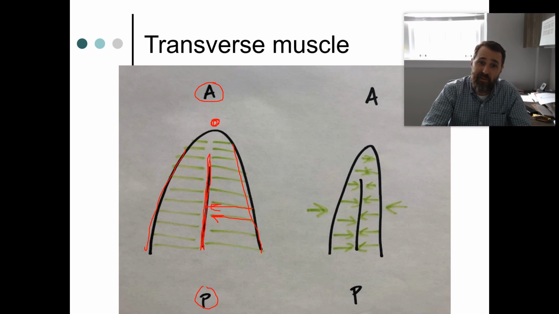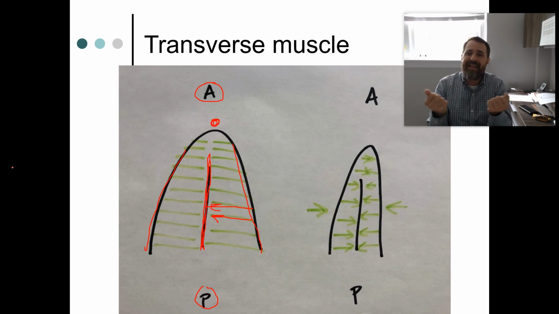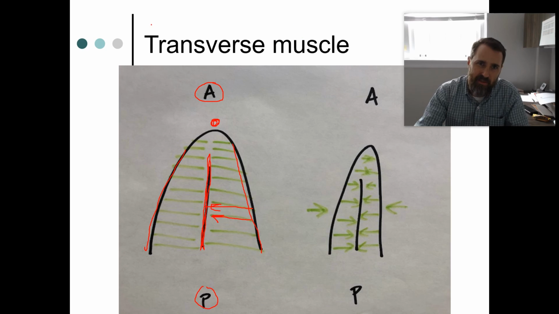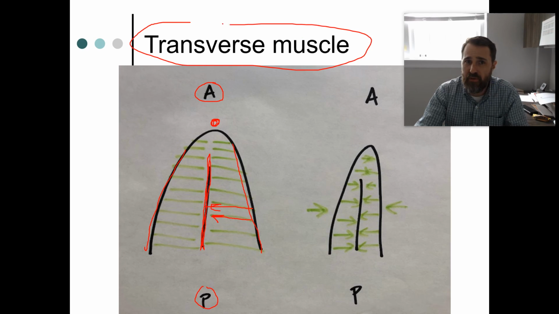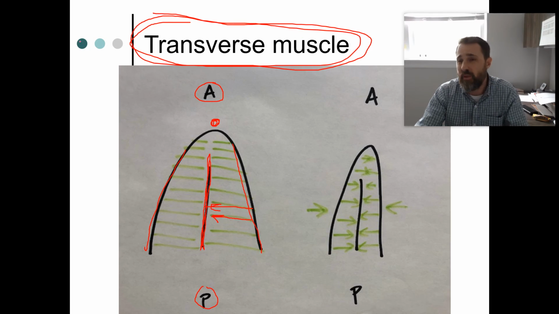And you can see that if all these green lines shorten, you would see that the transverse muscle works to narrow and bunch up the tongue. It pulls the lateral edges medially, like this, which makes the tongue narrow and all bunched up. And the transverse muscle is also a muscle that we don't use for speech so much as we do for mastication and deglutition.